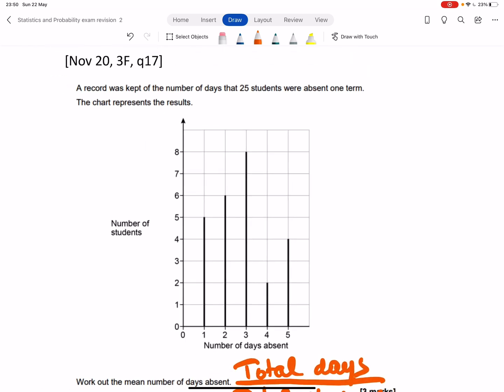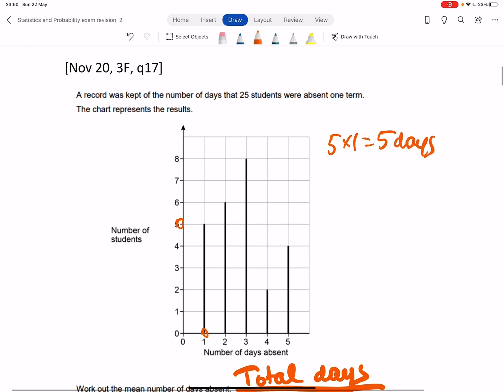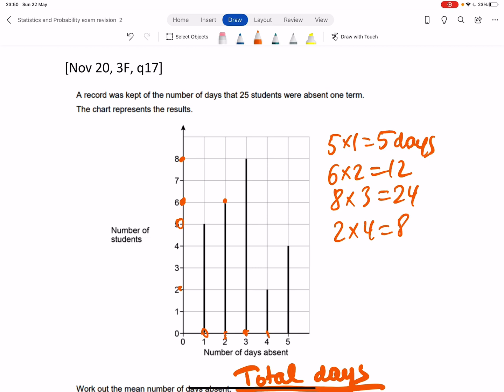So the first one shows number of days absent 1 day, 5 students were absent on 1 day. So 5 times 1 is 5 days here. Then 6 students were absent 2 days. 6 times 2 is 12. Then in a similar way we're going to do the next one. 8 students were absent on 3 days. 8 times 3, that will be 24 days for them in total. 2 students were absent on 4 days, so 8. And 4 students were absent on 5 days. 4 times 5 is 20.